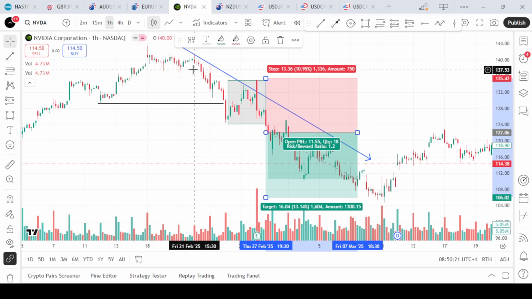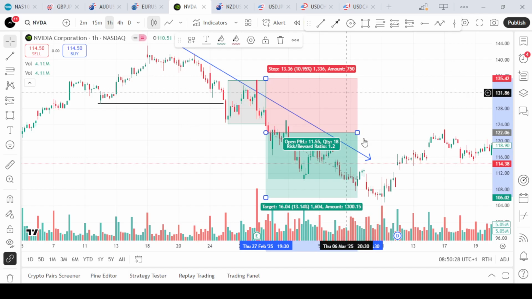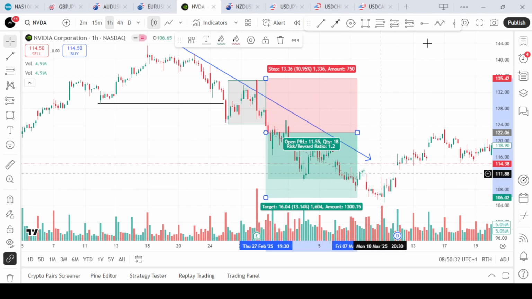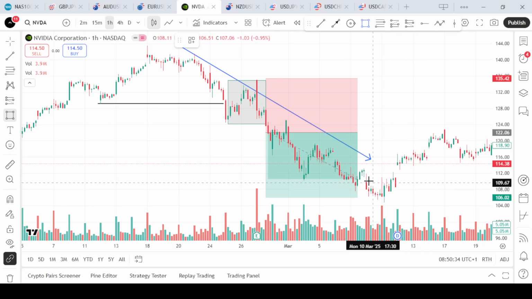To exit your trade, if price falls back within the box or breaks out in the opposite direction, you can leave your trade. So when you notice price is going to form another box and it breaks out of the box, you can exit your trade.